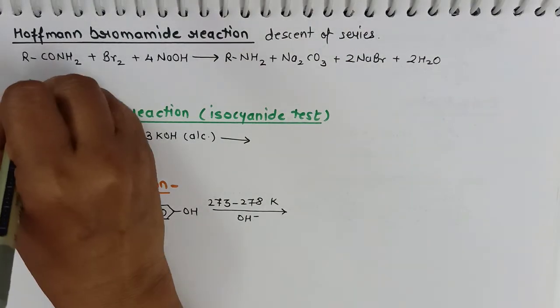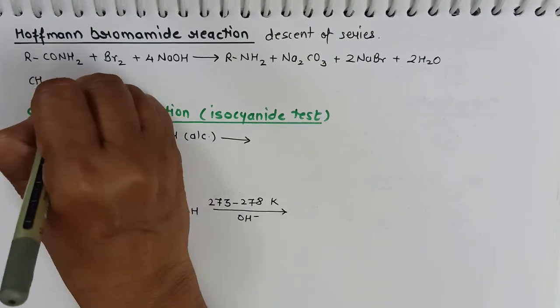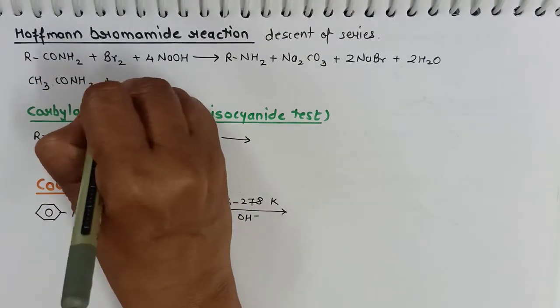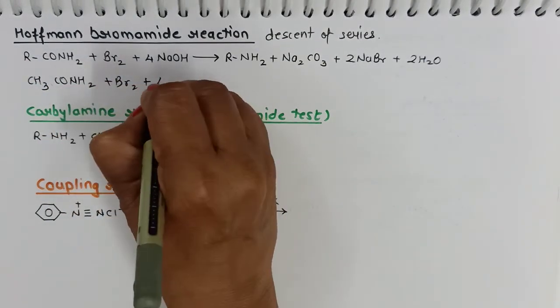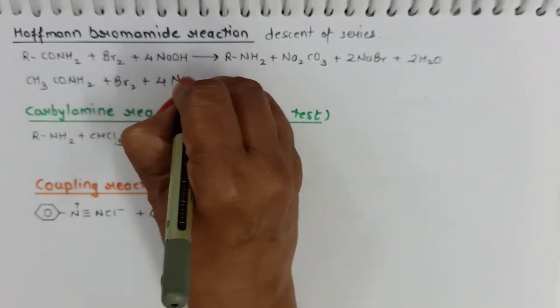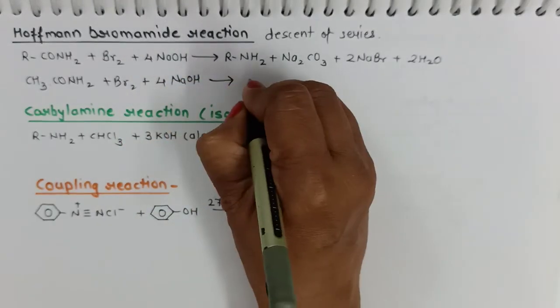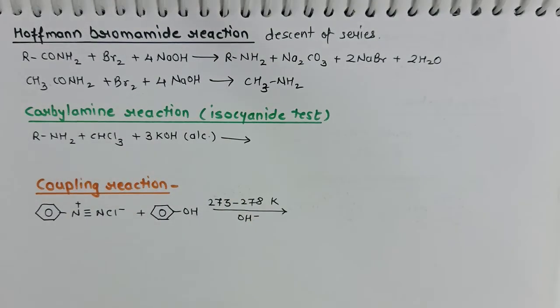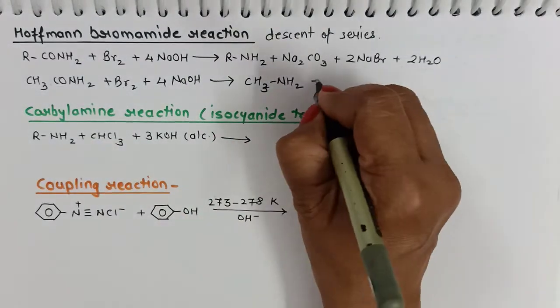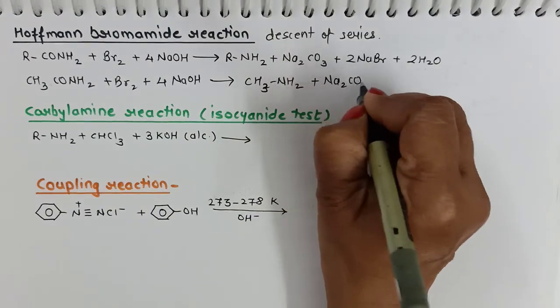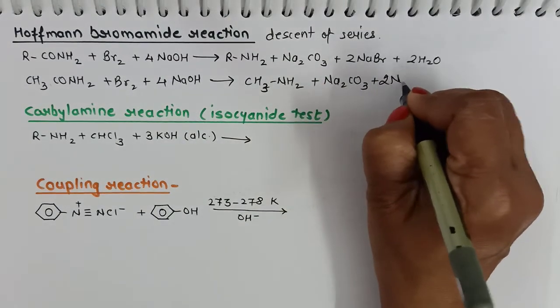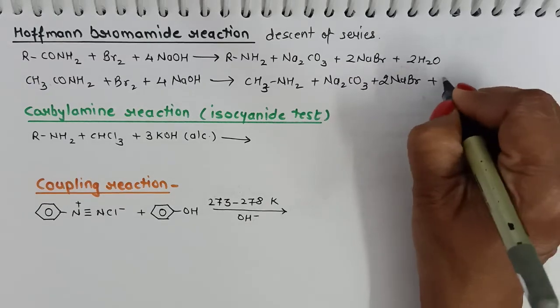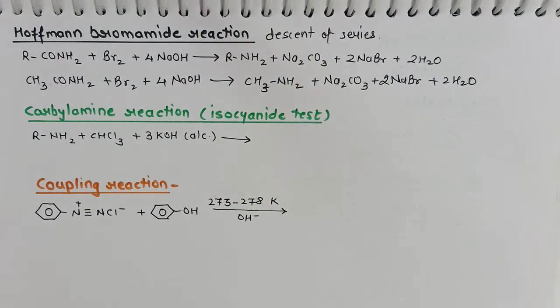For example, acetamide when treated with bromine in presence of sodium hydroxide will give 1 degree amine. So 1 carbon has been reduced, along with sodium carbonate, sodium bromide and water. Remember, the byproducts of this reaction are important ones.